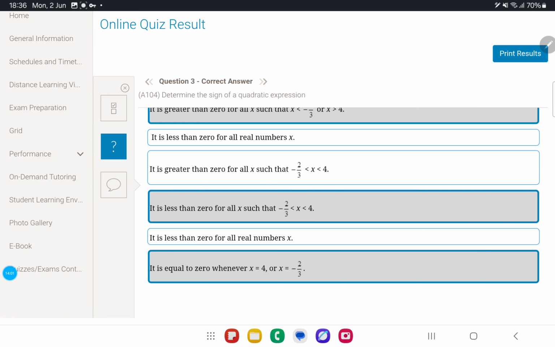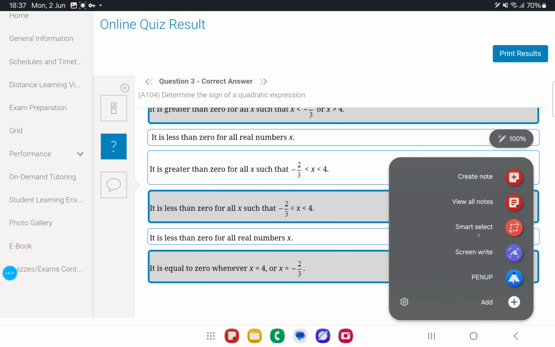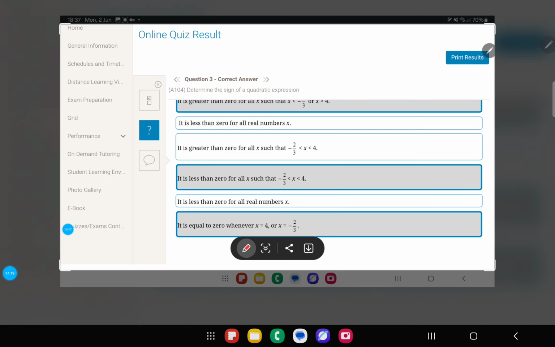It is equal to 0 whenever x equals 4 or x equals negative 2 over 3. This is obvious, since they are roots, and we make the factored equation equal to 0. Like, let me just show you again. We got, I think, 9x squared, if I remember correctly, 3x, and then whatever number it was. So we got the roots as x equals 4 and x equals negative 2 over 3.